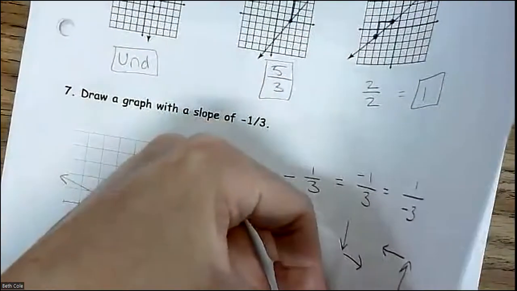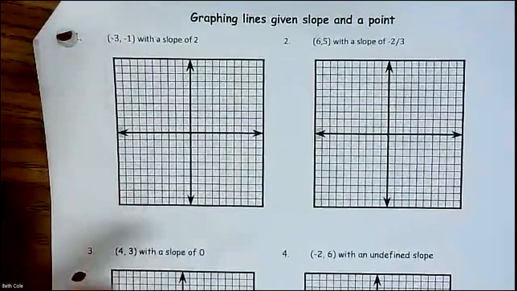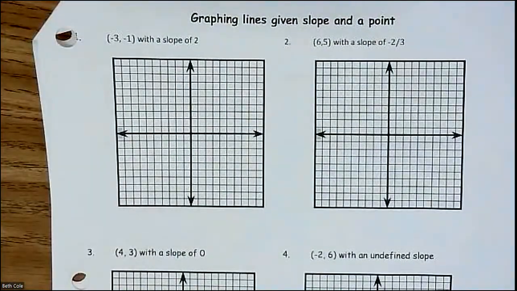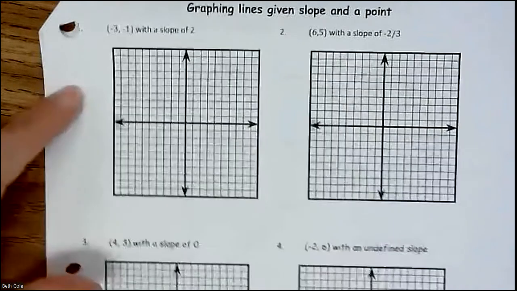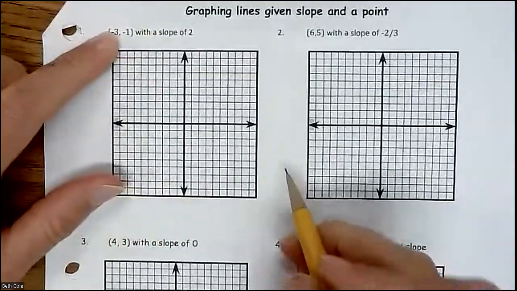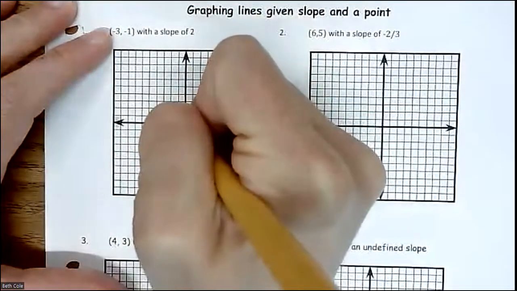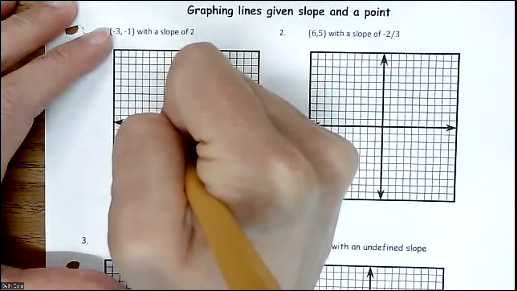And then we just got a couple more on the back. And again, I'm not here to grade your art skills, but just try your best to make it fairly straight. Now these ones are telling you where to start, so you have to start at that point. So -3, -1. Oh, let's review quadrants. What quadrants would that be in? 3, good. This is 1, 2, 3, 4. So -3, -1 would be right here.